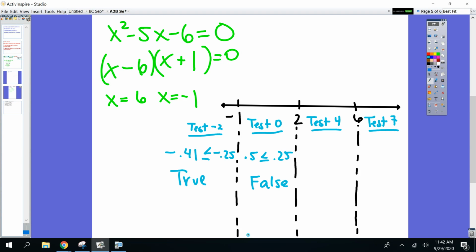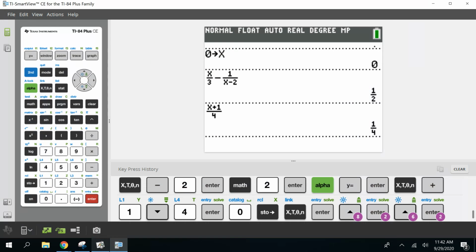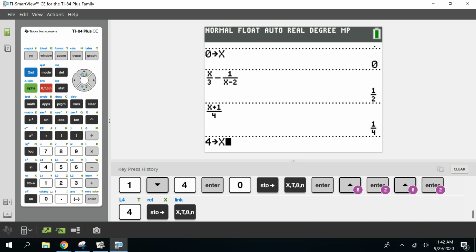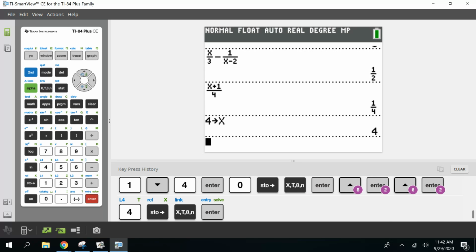So no answer will be between -1 and 2. All right, go ahead, test 4. I know it seems like a pain, but what if I actually had you plug it in and just do it all the way out instead of using your calculator? That would have been brutal for me. 4, store it in for x.